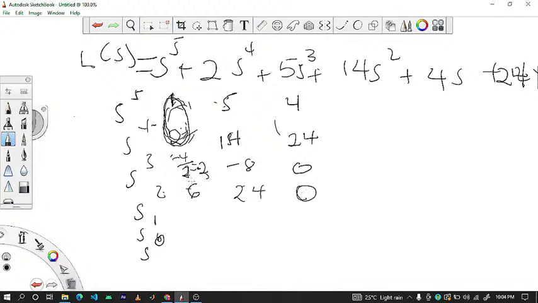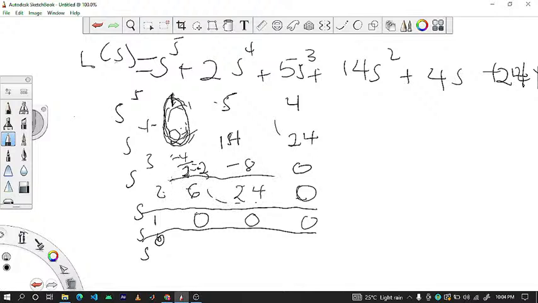Now for the next row, that will be for s to the power 1. All right, so you have 6 by negative 8 minus 2 by 24. So you have negative 48 plus 48. So here will be a 0. Here will also be a 0. And here will be a 0. Now we have a row of zeros. Now this is a special case in Routh-Hurwitz criterion. So what you do is that you take the row before the row of zeros, which is this row.